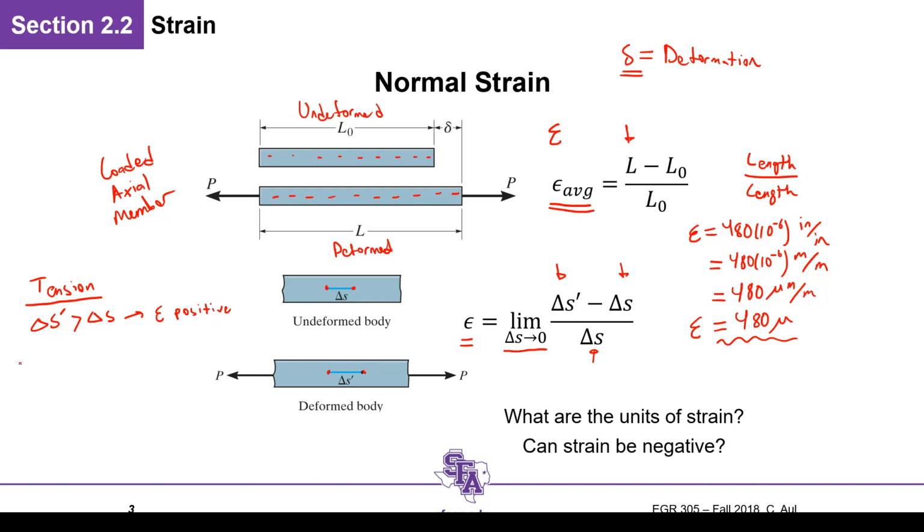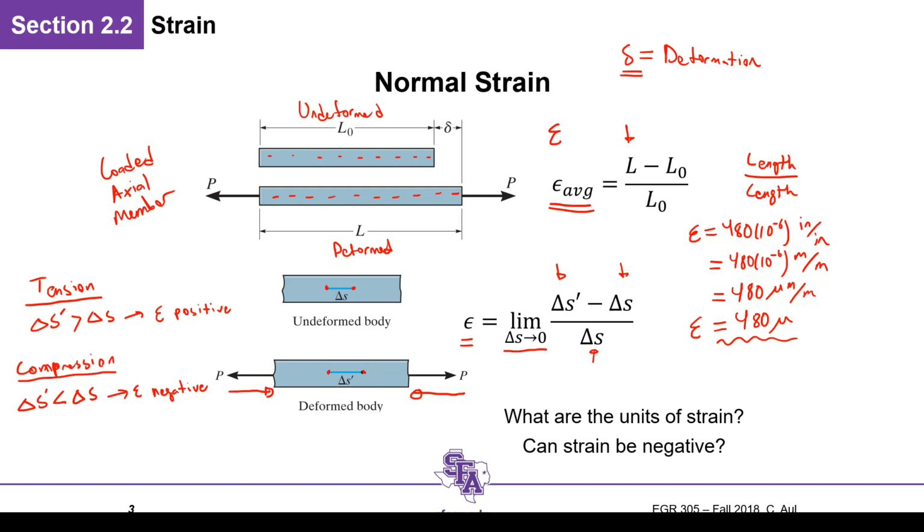Under compression, our delta S prime will be smaller than the original size, right? Because we switch the direction of these arrows coming in, and then we want to compress this. So then epsilon will be negative. So yes, epsilon can be positive or negative. In fact, it's really important to notice that there will be a difference there.